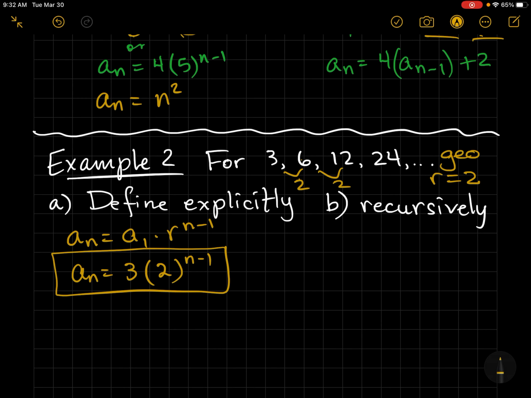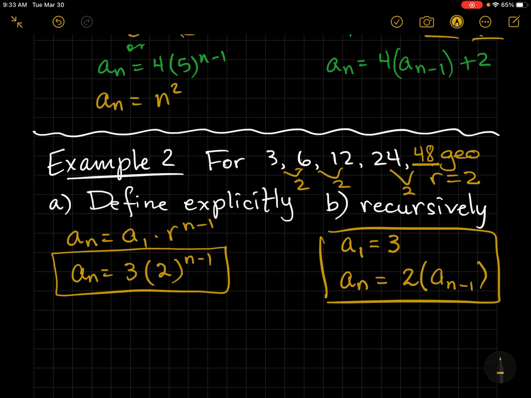So if you need the previous term, you have to give the first term. So I would say a sub 1 is 3. And then I'm going to say multiply the previous term by 2. How do you say previous term? A sub n minus 1. So if I want to know what the next number is, all I have to do is multiply 24 by 2, and I would get 48. So it's just the previous term. Okay, and that's how you define that recursively.